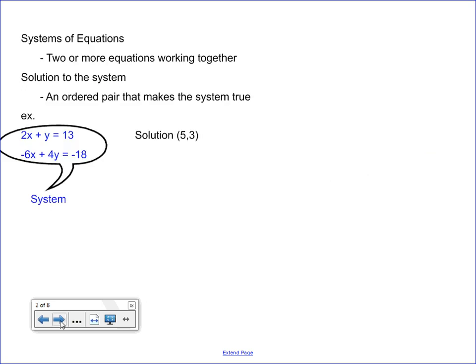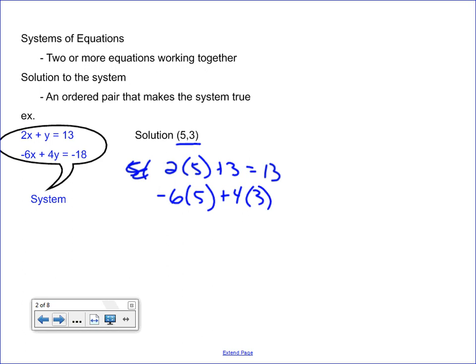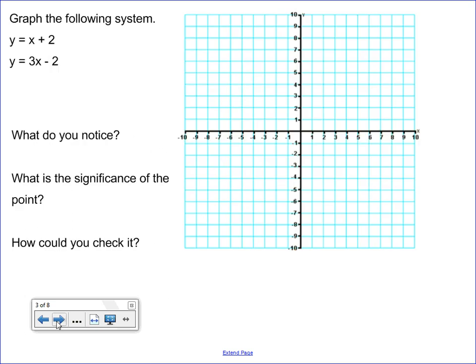So first of all, systems of equations are simply two or more equations working together. A solution to a system is an ordered pair that makes the system true. So if I were to look at this system and plug the solution, which is (5, 3), back into those two equations, 2 times 5 plus 3 does give me 13, and negative 6 times 5 plus 4 times 3 does equal negative 18. Okay, so it works for both of them, so we say that is a solution to the system.